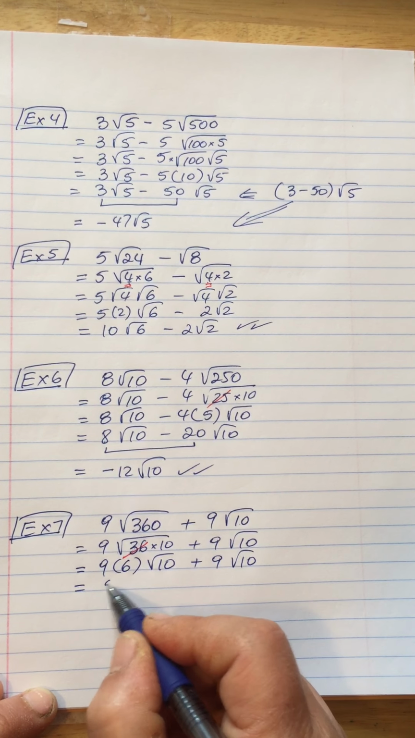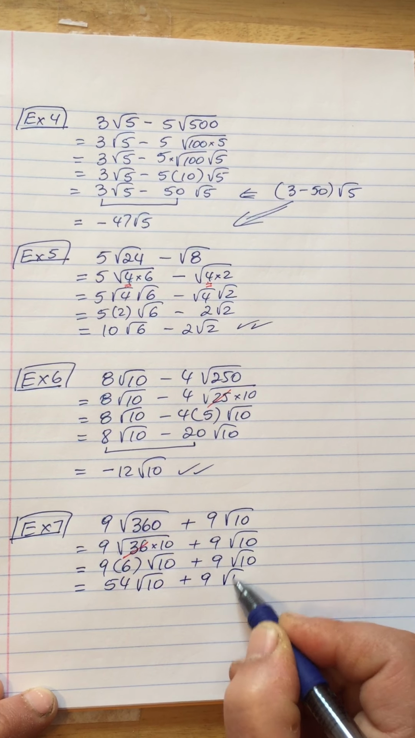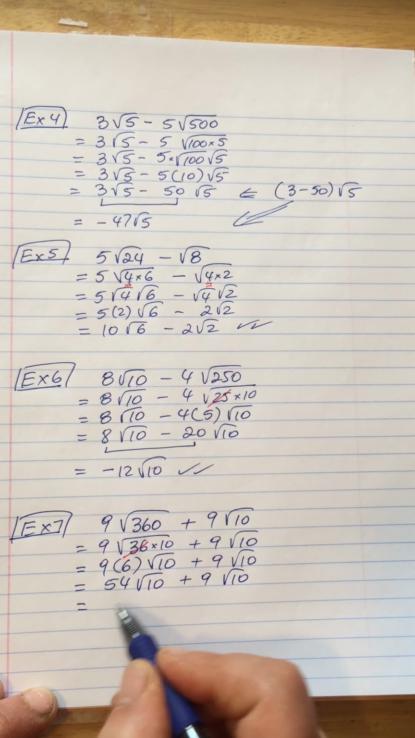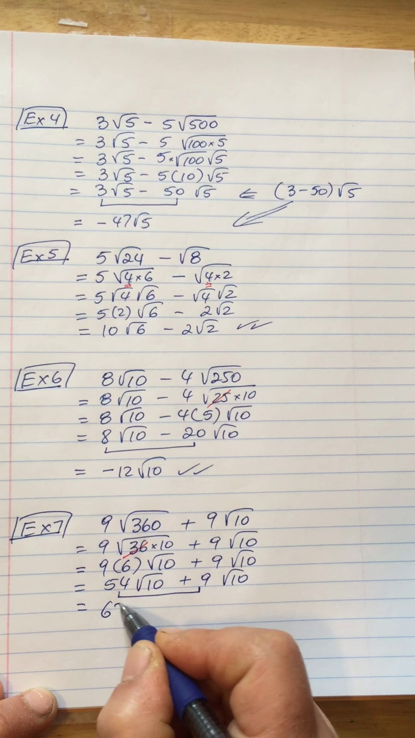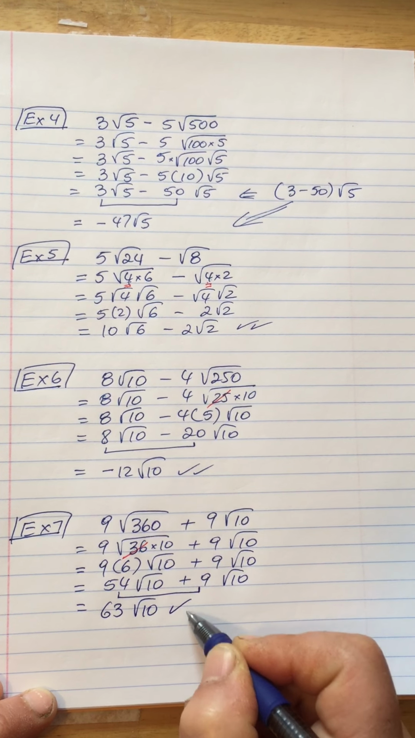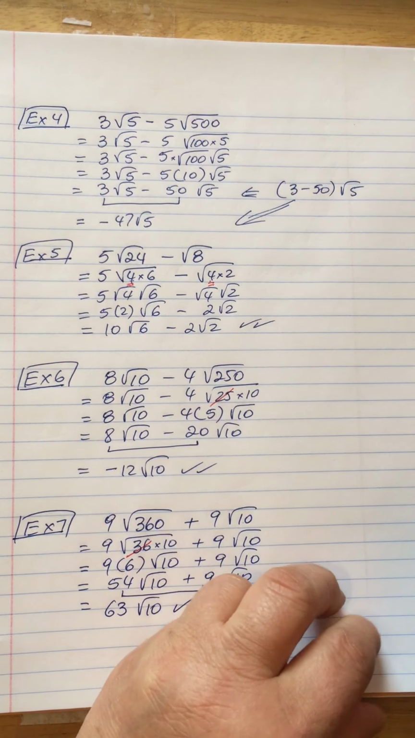So we have 54 square root of 10 plus 9 square root of 10, similar terms. So 54 plus 9 is 63. Done. Example 8.